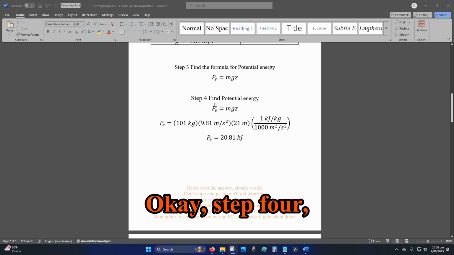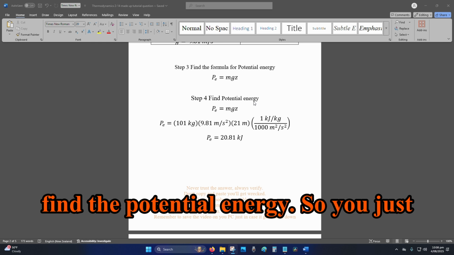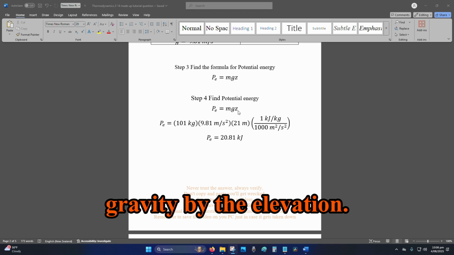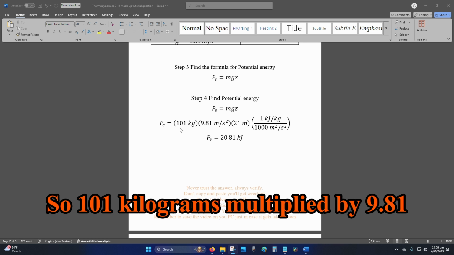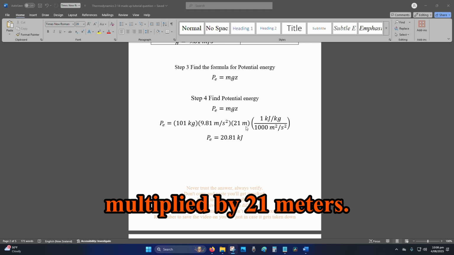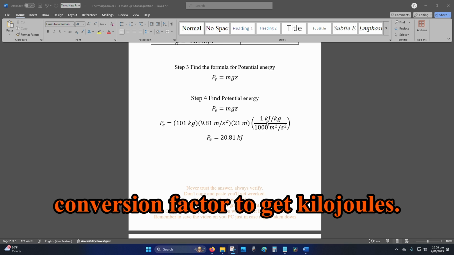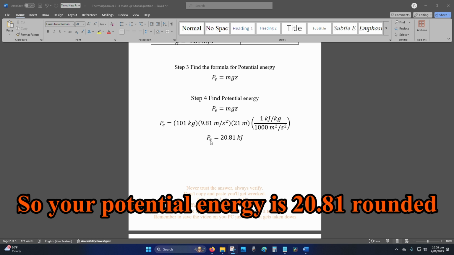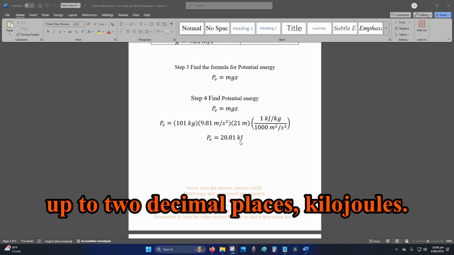Okay, step 4, find the potential energy. So you just multiply mass by gravity by the elevation. So 101 kilograms multiplied by 9.81 meters per second squared multiplied by 21 meters. Then multiply by your conversion factor to get kilojoules. So your potential energy is 20.81, rounded up to 2 decimal places, kilojoules.